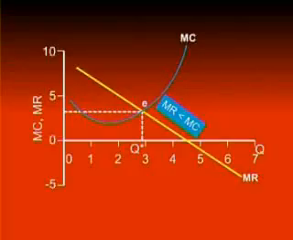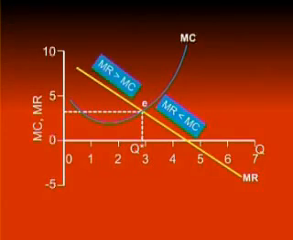So when you are to the right of point E, you would want to come back towards point E. On the other hand, when marginal revenue is greater than marginal cost, that is when you are to the left of point E, then each additional or marginal unit adds more to revenues than it does to costs.